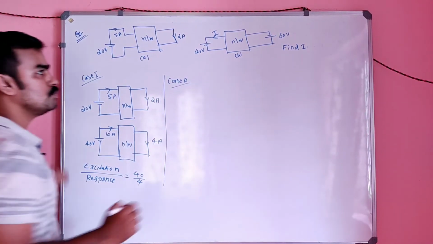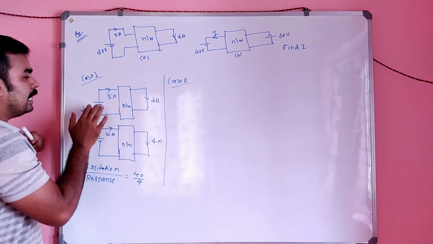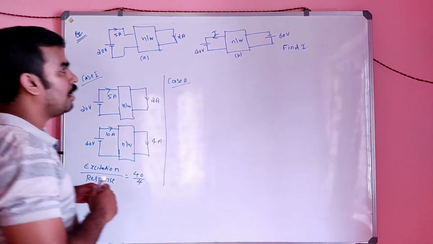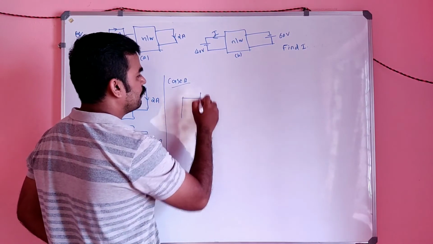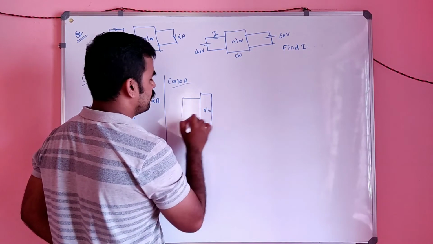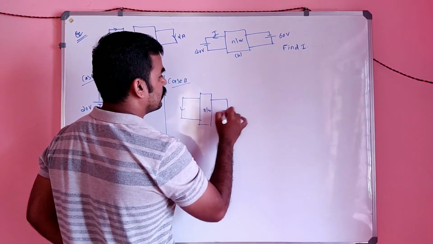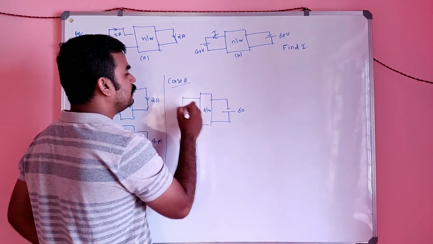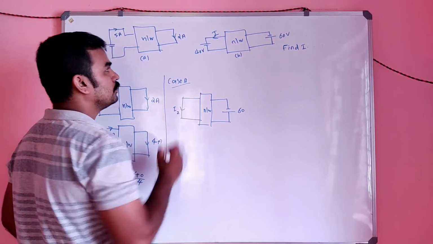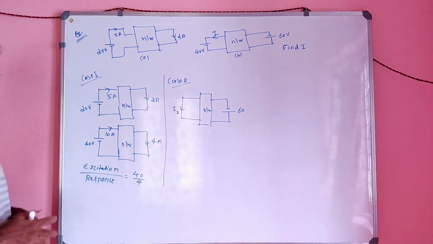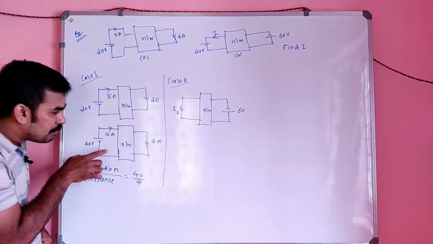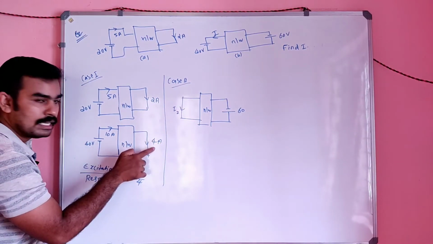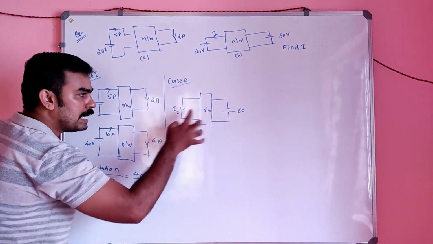Case 2. In case 2, I have chosen only one source and keep the second source short circuited, and next we have to use the second source. Let this be I or I2, keeping this side short circuited. By looking at the figure, you can compare these two figures. Here is only one source and there is a response. Here is only one source and the response.